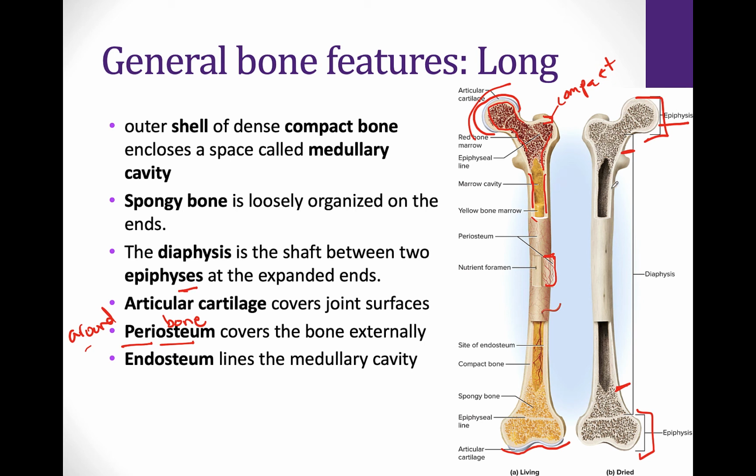The endosteum is on the inside of the bone. So the endosteum is a very similar covering, but endo means inside, and osteum is bone. So this is going to line that medullary cavity on the inside of the bone.